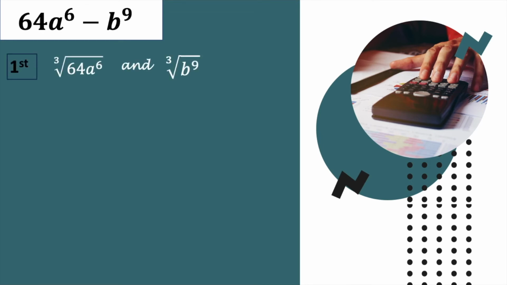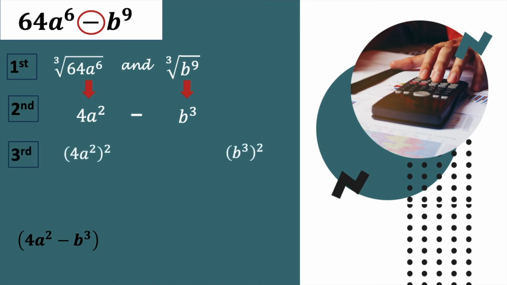How about the factors of 64a raised to 6 minus b raised to 9? First step is to get the cube roots of 64a raised to 6 and b raised to 9, giving us 4a squared and b cubed. Second step is to write the binomial factor using the cube roots in step 1 and taking the operation between the terms of the given expression. Thus, our binomial factor is 4a squared minus b cubed.